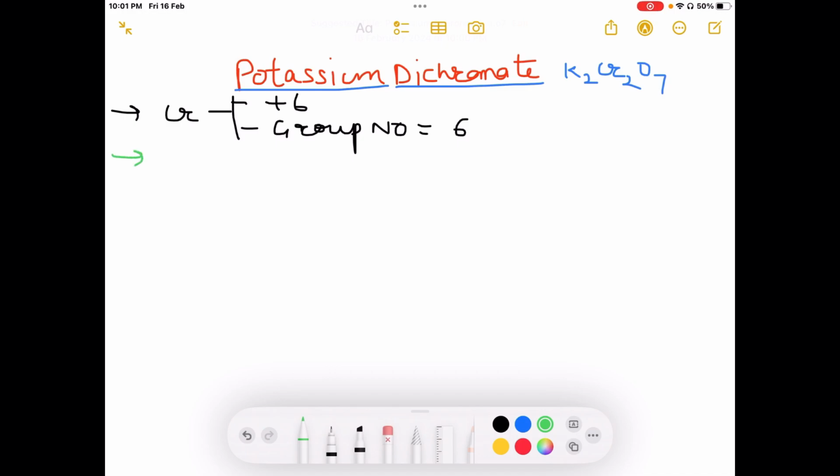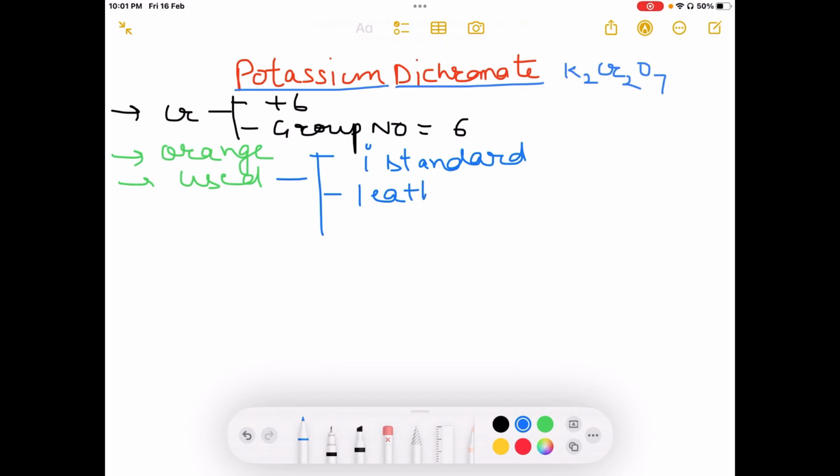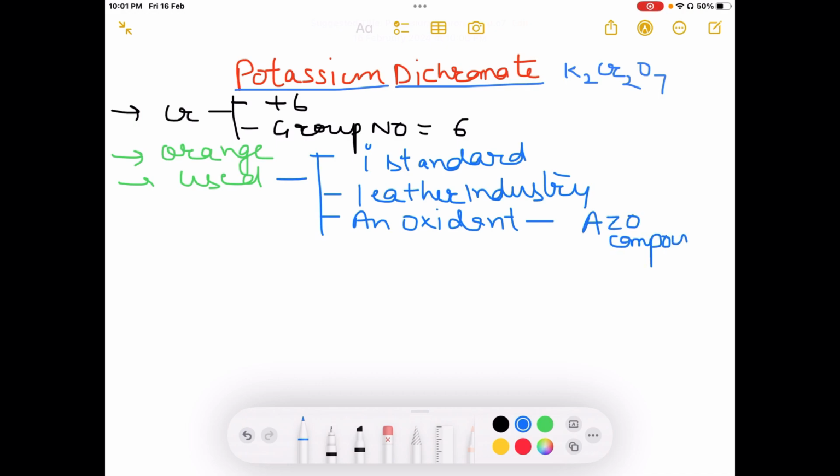The color of potassium dichromate is orange. It is orangish in color and it is used as a primary standard in volumetric analysis. It is used in the leather industry and as an oxidant for the preparation of azo compounds, which are compounds of nitrogen.